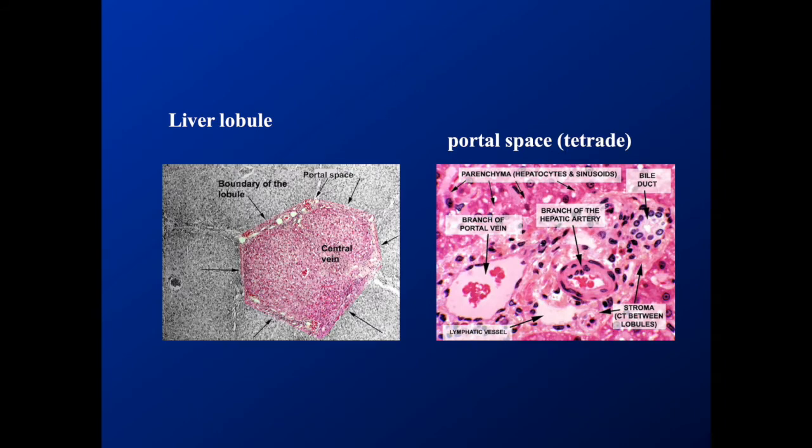So here is some histology showing these hexagonal structures with the central vein and then these boundaries that attach to the portal space. And then if you look at the portal space, you can see the branch of the portal vein, the branch of the hepatic artery, the bile duct, and then the lymphatic vessels that make up the 4 points of the tetrad.